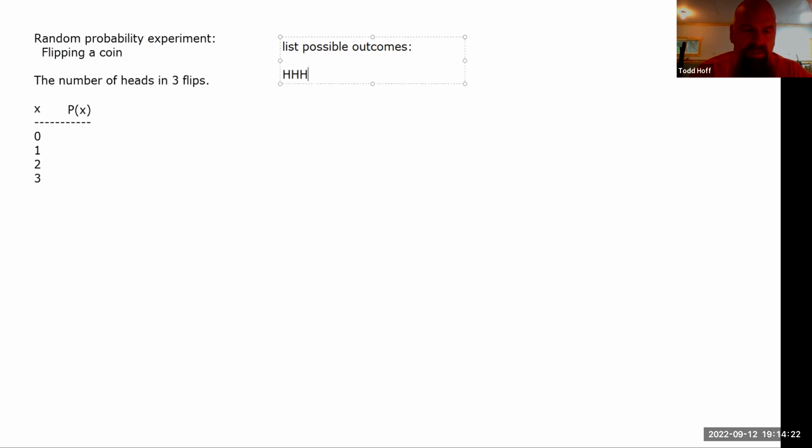Well, all 3 could be heads. We could have the first one tails, second one tails, or the last one tails for just one tail. For just one head, we could have the first one heads, the middle one heads, or the last one heads. Or we could have all 3 tails. Now, we saw a tool last week where we could have done this using those tree diagrams if we wanted to, with the branches in the tree diagram, like we saw. But we'd end up with the same results.